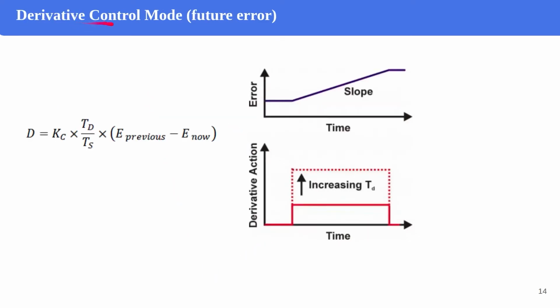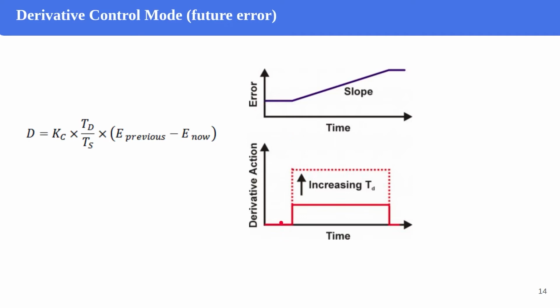Finally, here we have the derivative control mode, or future error. For a given error, as you see, the derivative control mode produces an output based on the change of the error. A derivative mode is sometimes called rate, and it produces more control action if the error changes are fast. And if there is no change in error, like here, the derivative action will be 0.